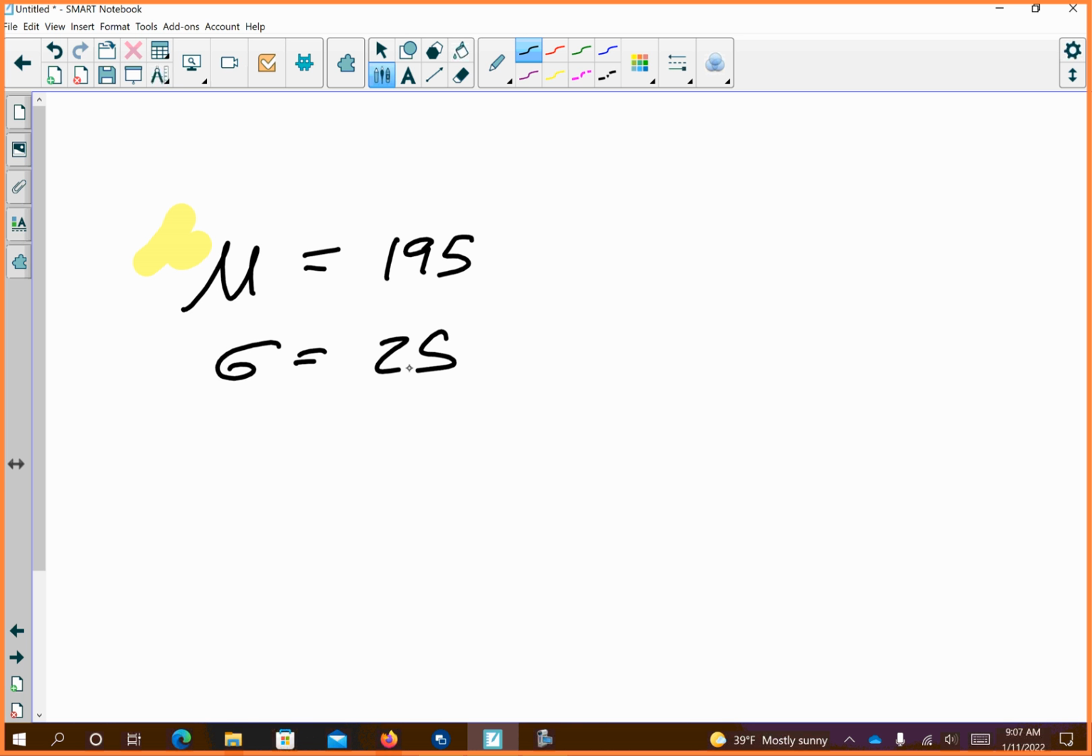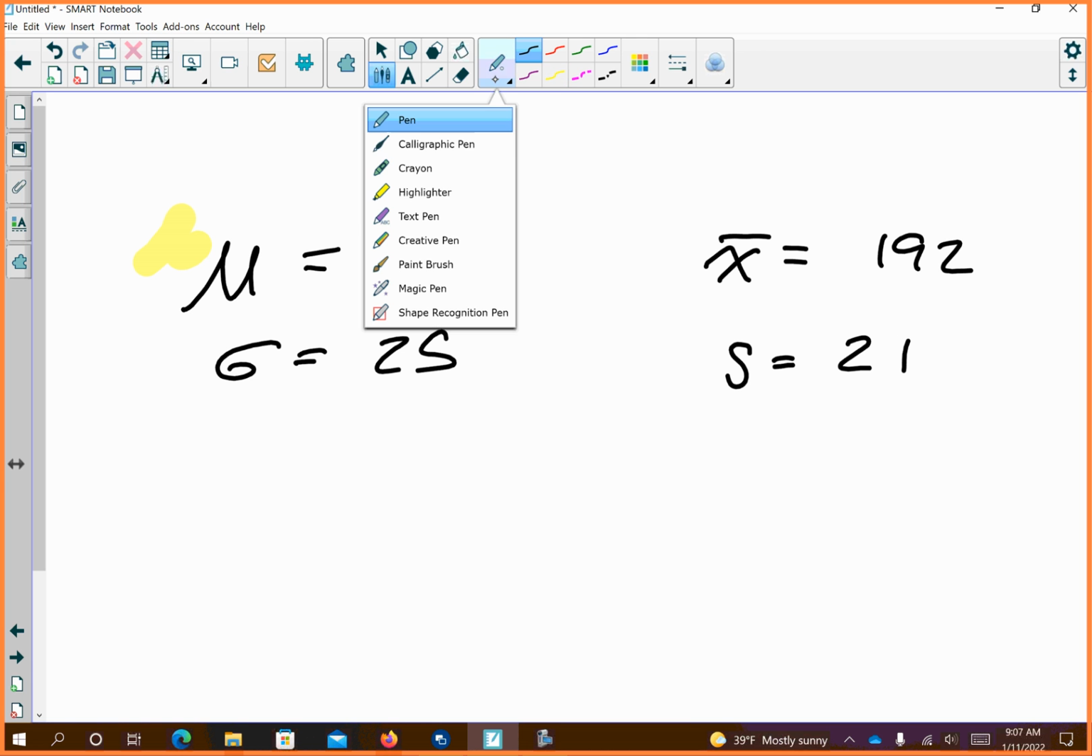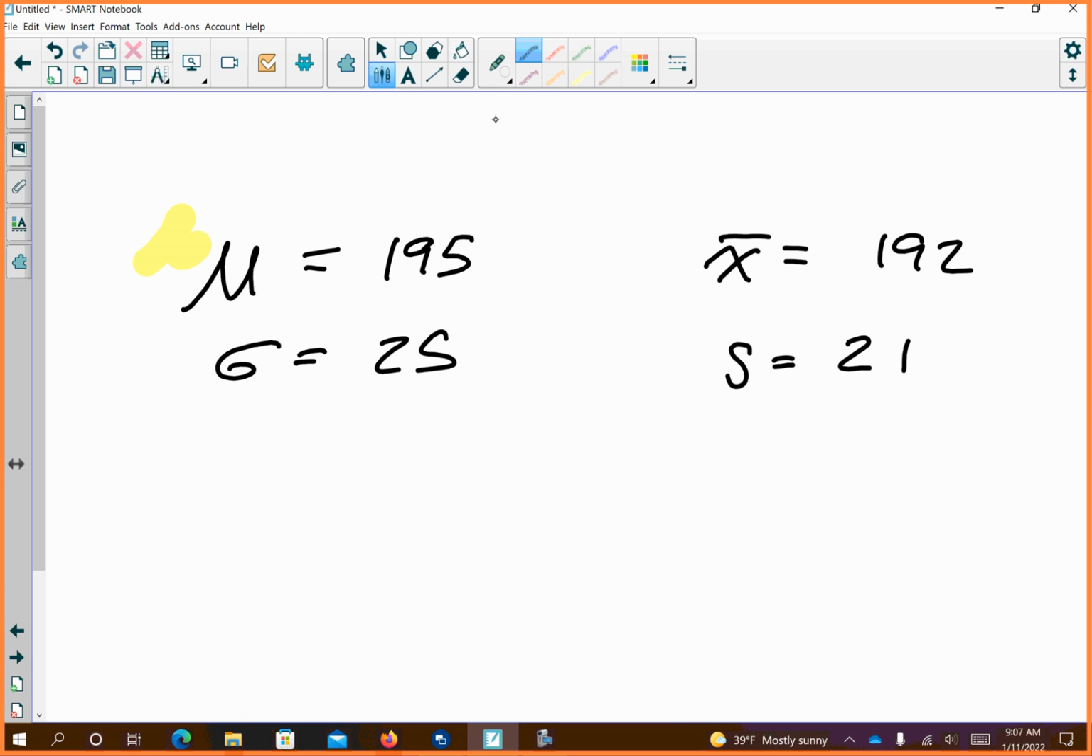But then they tell us later in this, let's see, I just lost my information. Then we also have a sample mean of 192. And we have a sample standard deviation of 21. Now, some people might look at these numbers as they're given to us and say, well, those are pretty close, and those are pretty close, so it's acceptable.